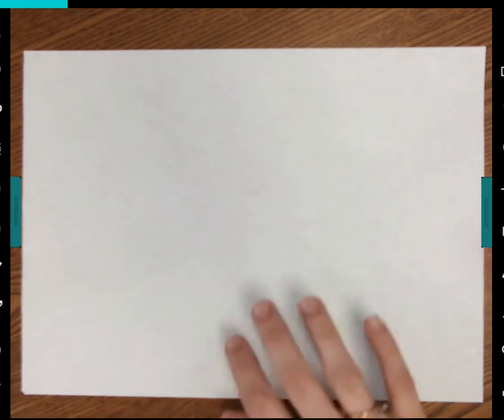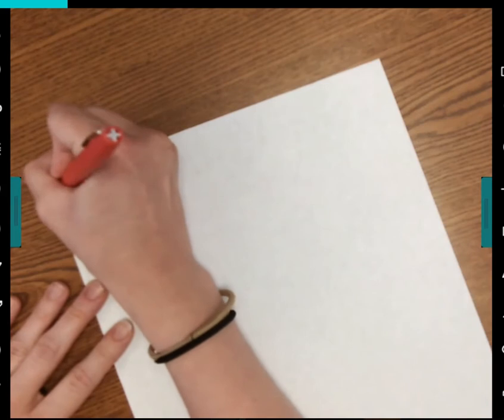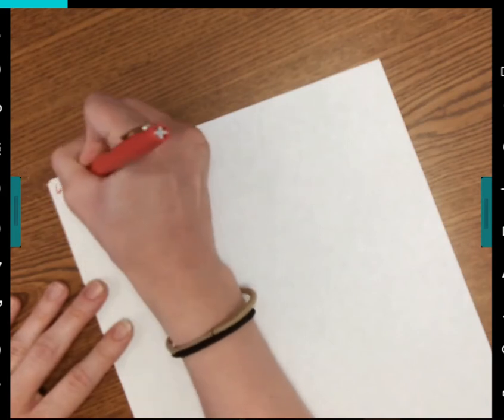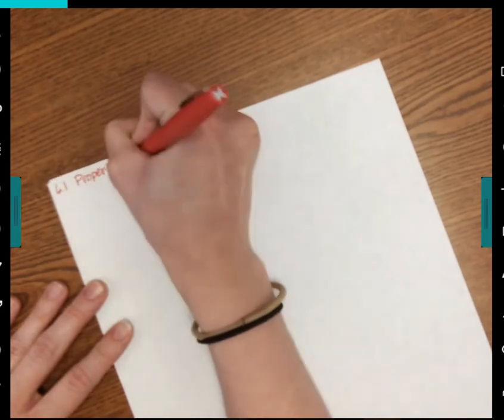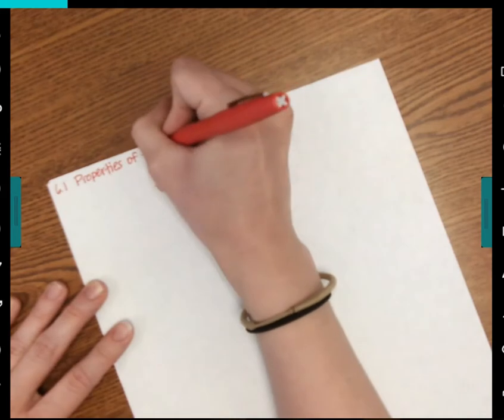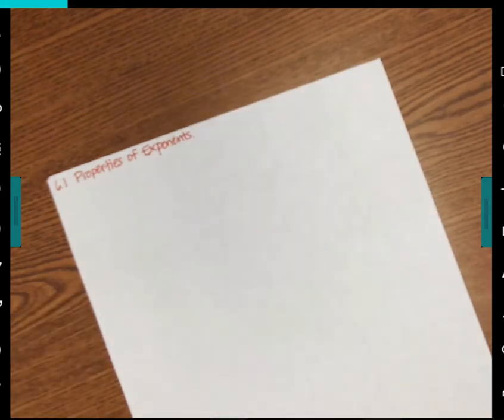Now, we're going to start by looking at the essential question. I'll write that up at the top as a normal paper, but then we're going to work long ways because there's a lot to write. So, this is 6.1, Properties of Exponents. And our essential question is, how can learning exponent rules make my life easier?